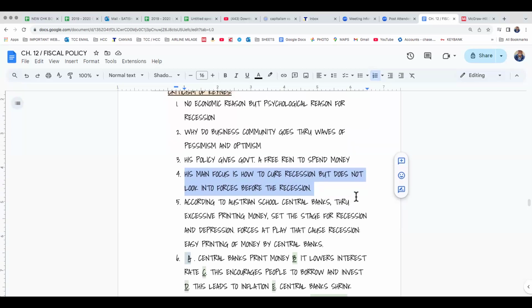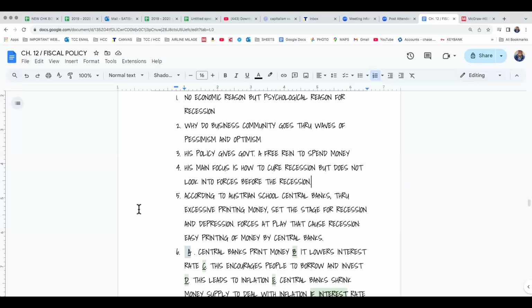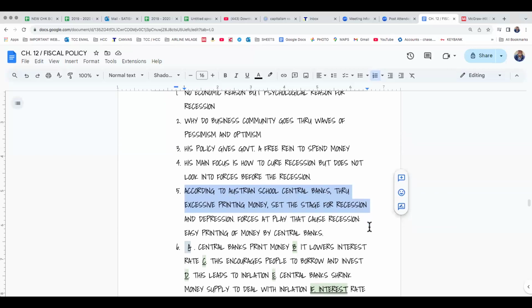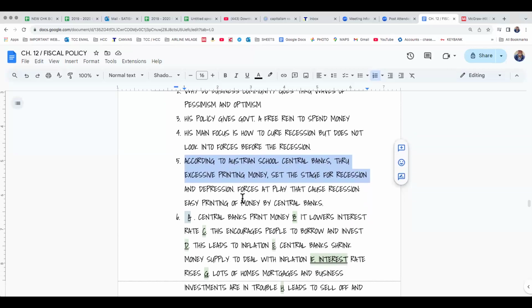But there's another school that actually delved into this problem, and they found a really good solution as to what causes recession and depression. This school is called the Austrian school. According to the Austrian school, central banks, through excessive printing of money, set the stage for recession and depression. The force at play that causes recession is easy printing of money by central banks.